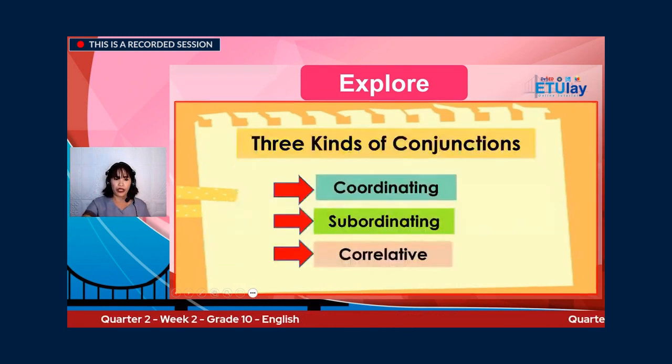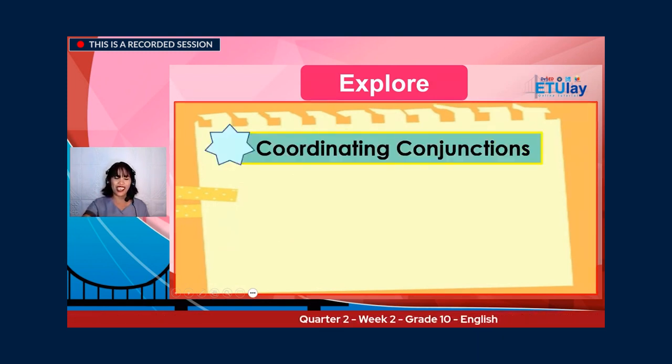Now, dear wanderers, let's talk about the three kinds of conjunctions. What are the three kinds of conjunctions? We will focus today on coordinating conjunction, subordinating conjunction, and correlative conjunction. Three kinds of conjunctions we have: coordinating, subordinating, and correlative. Let's talk about them one by one.